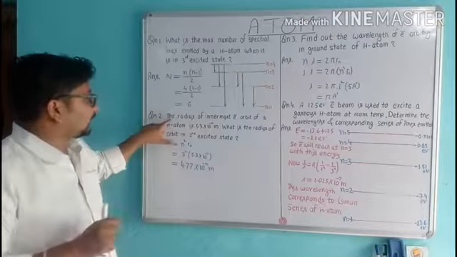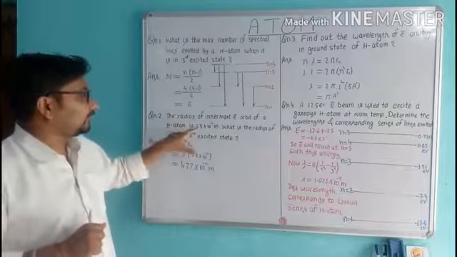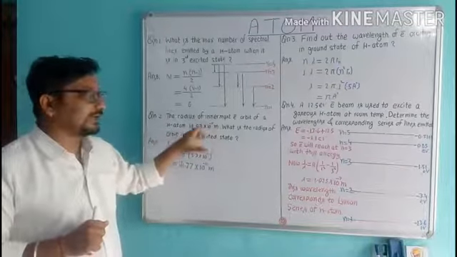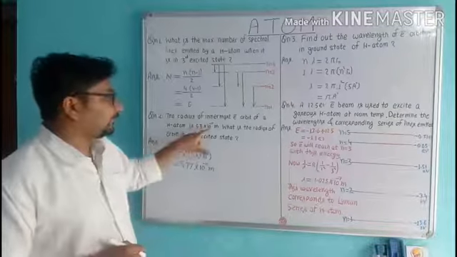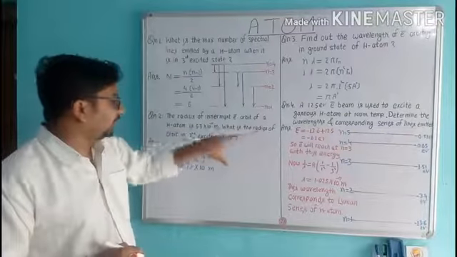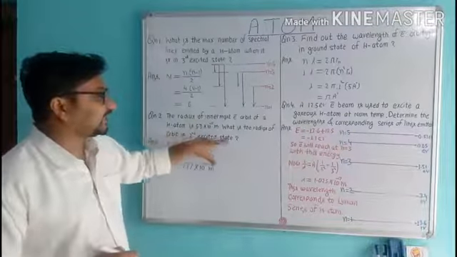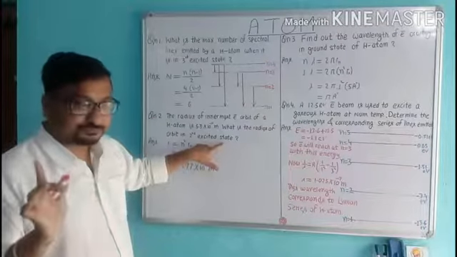Now next, the radius of the innermost electron orbit of a hydrogen atom is 5.3 into 10 to the power minus 11 meter. We already know 5.3 into 10 to the power minus 11 meter. Now the question starts from here. What is the radius of the orbit in the second excited state? Second excited state means n is equal to 3.